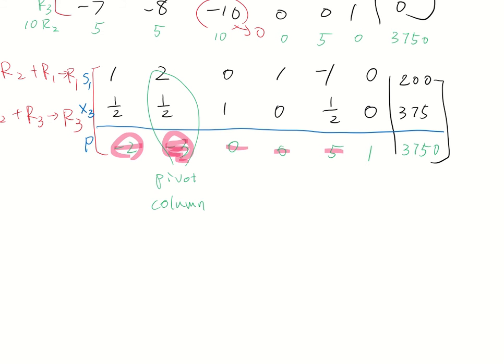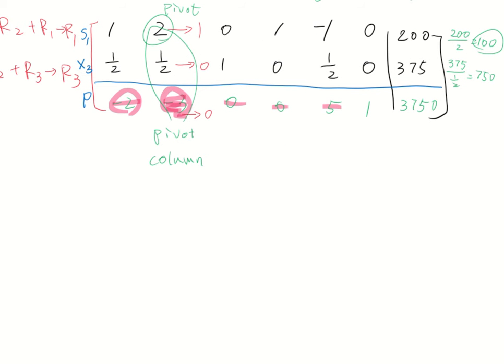To decide which row will give us the pivot row, we'll do the operation 200 divided by 2, which is 100, comparing with 375 divided by 1/2, which is 750. Well, 100 is a smaller positive number, so the pivot is this 2 here. So we will have to turn this 2 into 1, and this 1/2 into 0, and -3 into 0, as our new round of pivot operations.